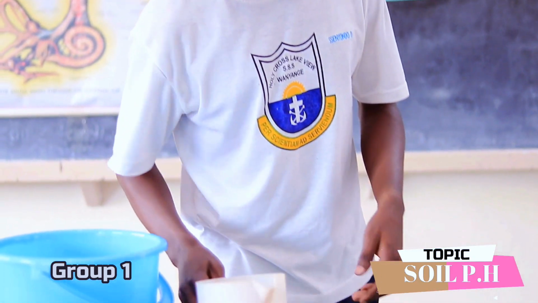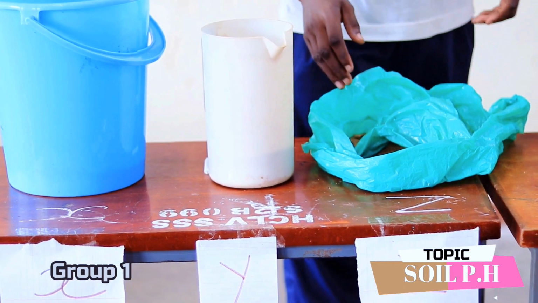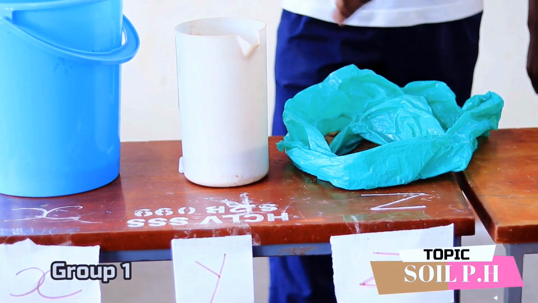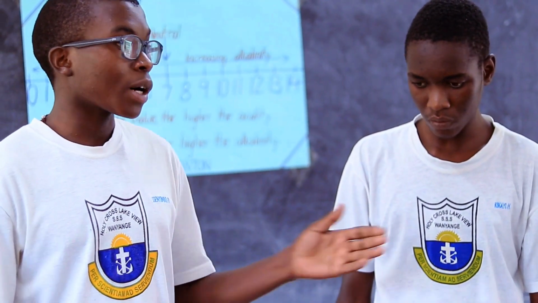We came up with the different soil samples. We have here the loam soil, which is sample X. We have here the sand soil, which is sample Y. Then we have here the clay soil, which is sample Z. For all these soil samples, we carried out the same experiment, using the same procedures, and we came up with the results here. But before continuing, let's first talk about what pH is and what we mean when we talk about the pH of the soil.